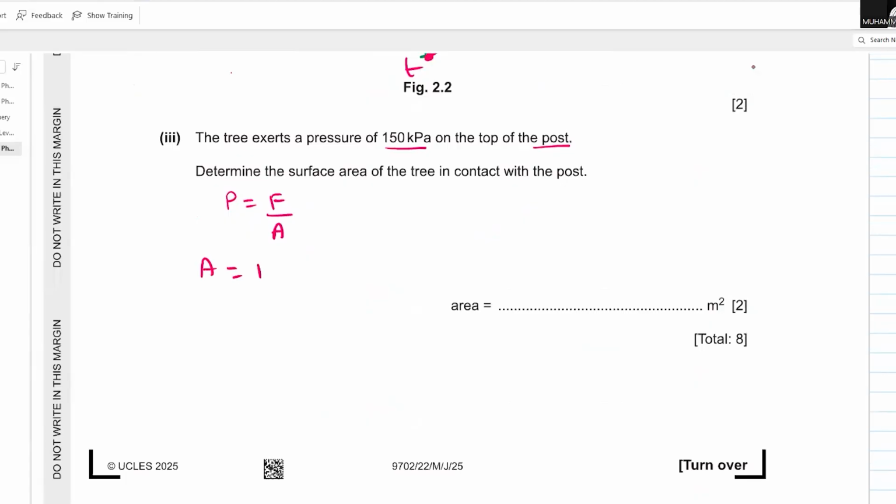Area will be equal to what? 1800 divided by the pressure, that is 150 kilopascals, 150 times 10 to the power of 3. Area comes out to be what? Can anyone calculate the area? Area comes out to be 0.012 meter squared. Simple. Let's move further ahead.